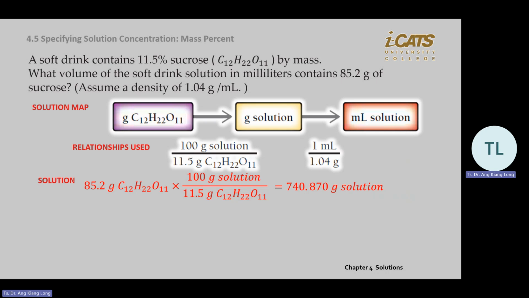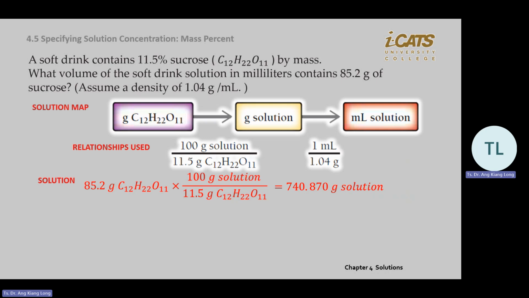Right? So to find the volume, you are given the density, 1.04 gram per milliliter. Okay. Now you have the mass, you have the density, you don't know the volume. So you move the unknown to the left-hand side. So volume equals mass divided by density.